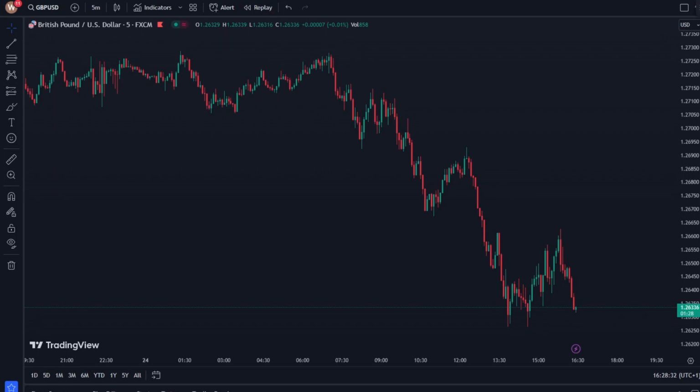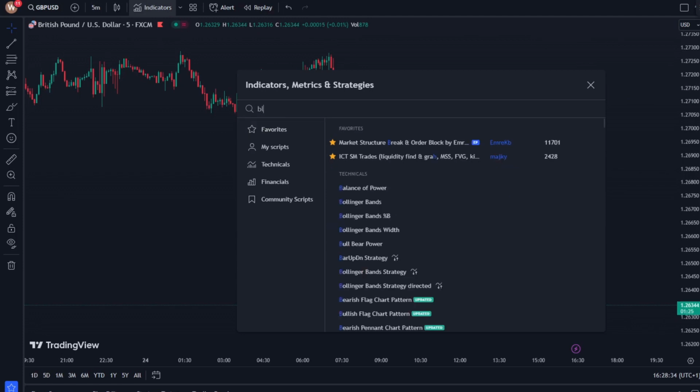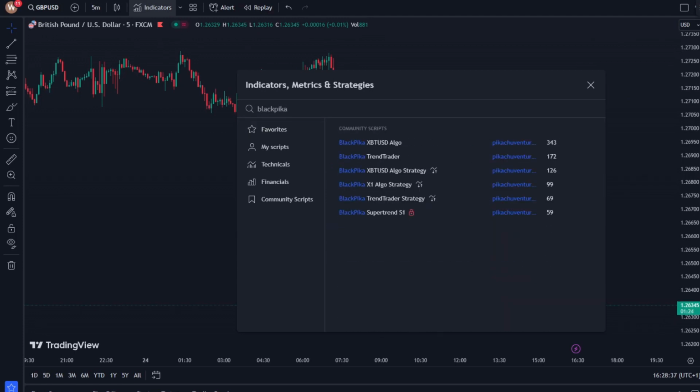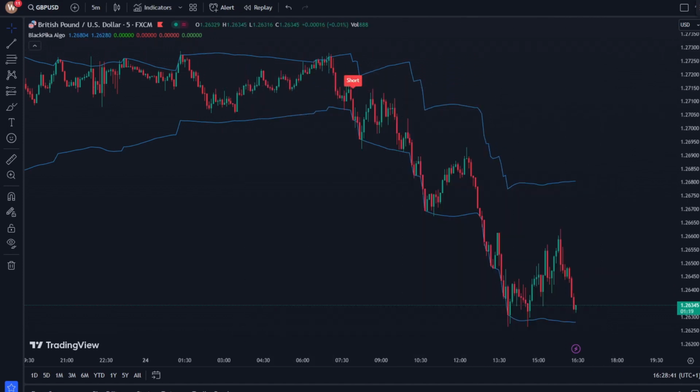First, load TradingView and select a Forex currency pair or another financial instrument you want to trade. The strategy I'm describing in this video works best on a 5-minute time frame. Then, click on the Indicators tab and search for Black Pika's test algo created by Pikachu Ventures. Keep the settings for this indicator unchanged.